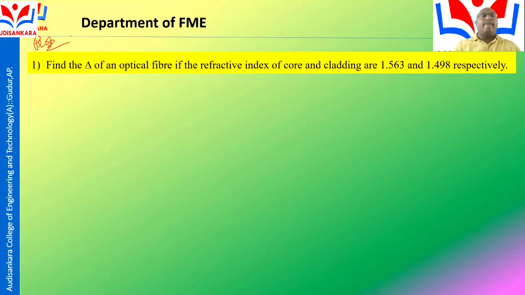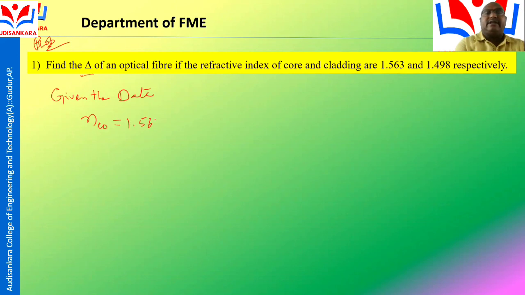The first problem is to find the delta. Find the delta of an optical fiber where the refractive indices of core and cladding are 1.563 and 1.498 respectively. My dear students, given the data, NCO, the refractive index of core, is equal to 1.563 and the refractive index of cladding NCL is equal to 1.498. So what value do you have to find?